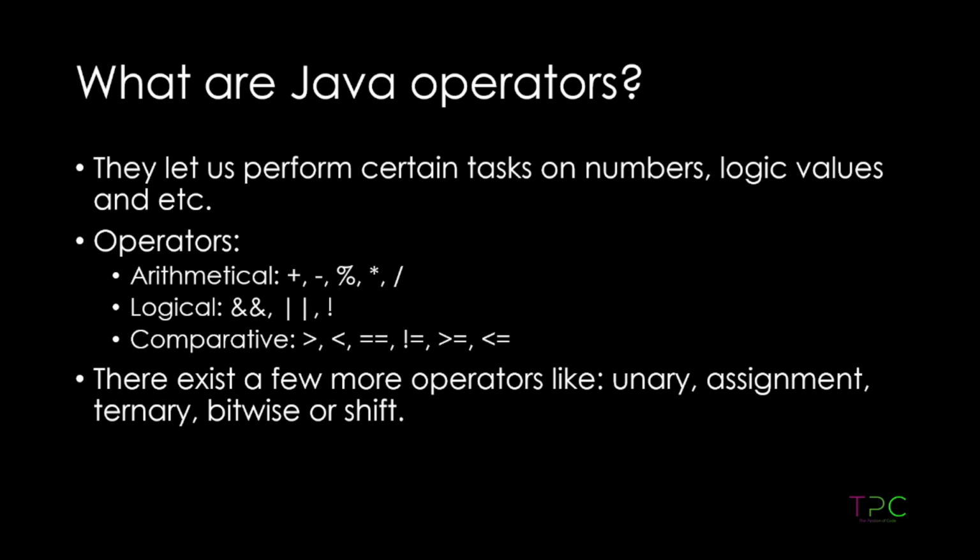There also exist a few more operators like unary, assignment, like the equal sign that we use to assign a value to our variables, or ternary, or bitwise, or shift, right? But about those I'll tell you more later. So now let's focus on those three: arithmetical, logical, and comparative. Those will be our base. And so let's go to practice.